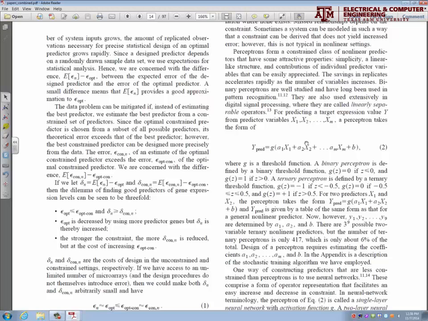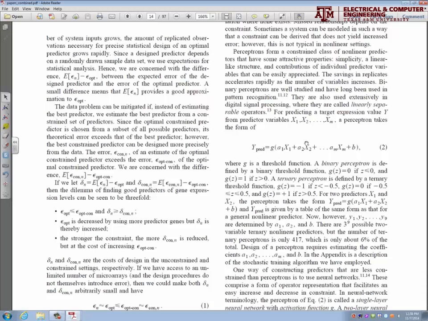Now, in the process, you have really decreased the number of variables because in order to specify this predictor, this thresholding function, all you need are the coefficients, A1, A2, up to AM, and B, okay? Whereas in the other table that I gave you earlier, you have many more variables to fill up, okay? A lot more stuff to learn from the data.